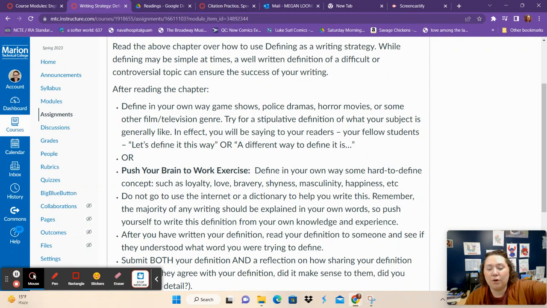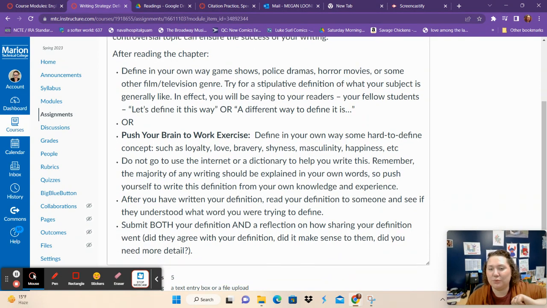Okay. Or push your brain a little extra if you want to really practice with this one and push yourself to define something that is a hard to define concept. So something like loyalty, love, bravery, shyness, femininity, masculinity, whatever. So think of one of those kind of hard to define concepts that the definition could get tricky and put your own definition to it. Okay. Try not to go over 3-4 sentences with this definition.